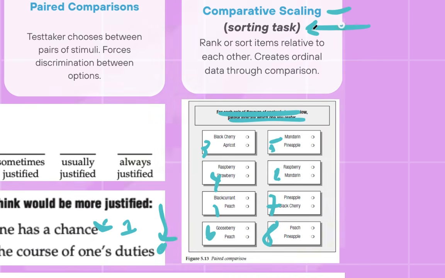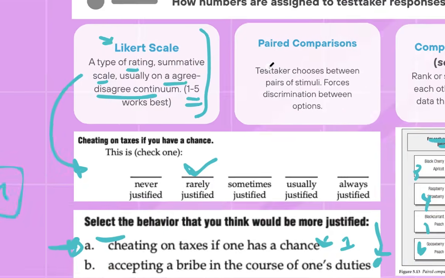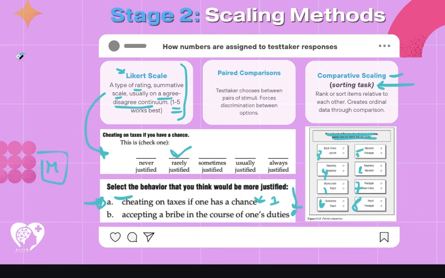Please don't confuse this one with comparative rating scaling. That's different. That is a rating scale. Like the pain scale for kids with the faces, happy, sad, very sad. So it's a rating scale, rate from 1 to 10 which category you belong to. So that is a type of comparative rating scale. That is not comparative scaling, because comparative scaling is a sorting task. If you rate from 1 to 10, that is a rating scale, not a sorting task.